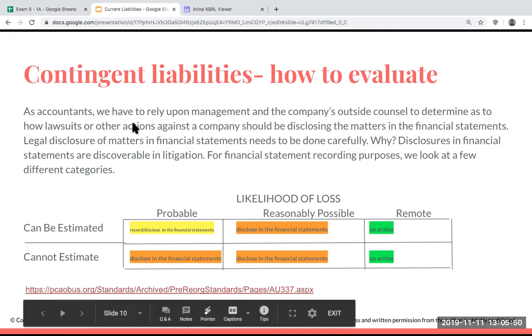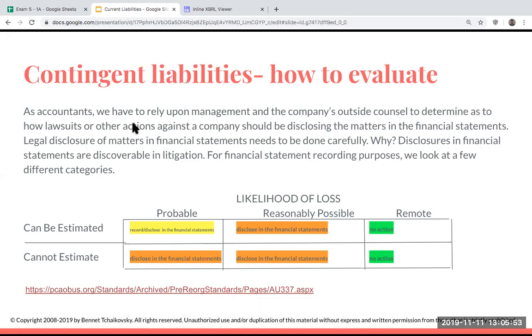So when we're looking at this, as an accountant, I cannot go through and determine, even though I'm an accountant and an attorney, I'm not a real litigator. That's not what I do. So what ends up happening is that the company will hire attorneys to represent them in various corporate matters. And we have to rely upon management and the company's outside counsel to determine how lawsuits or other actions against a company should be disclosed in the financial statements.